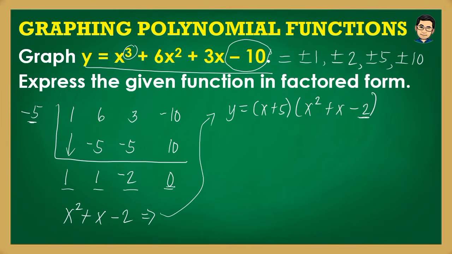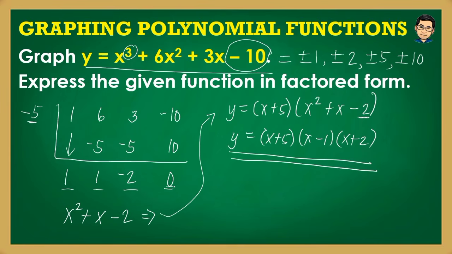So, sulat lang natin y is equal to x plus 5 times x minus 1 tsaka x plus 2. So, ayan. Ibig sabihin po, yung ating given function na y is equal to x cubed plus 6x squared plus 3x minus 10, ang factored form po niya is y is equal to x plus 5 times x minus 1 times x plus 2.